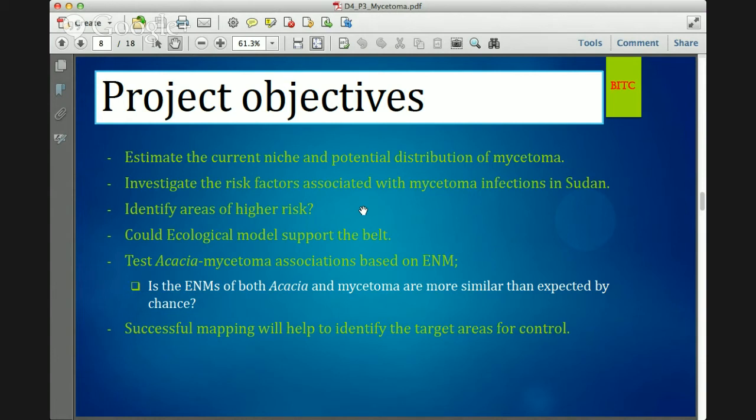If Mycetoma is thorn mediated and acacia can play a role, can we test the acacia–Mycetoma association based on ecological niche modeling or a background similarity test? This may be one of the objectives where we look to see the results soon. If this can occur, we can support the association between acacia and Mycetoma. And finally, successful mapping will help to identify the target area for control.